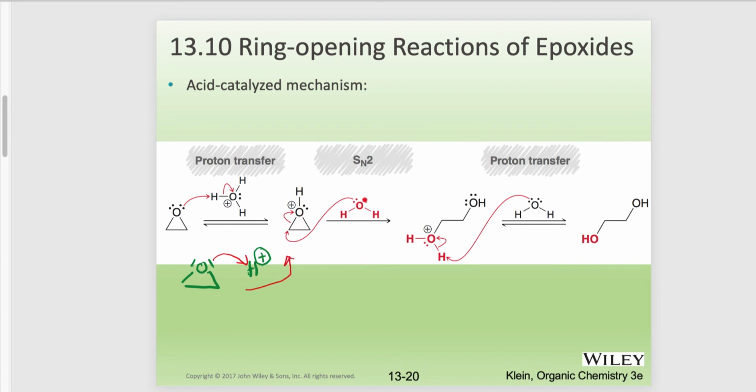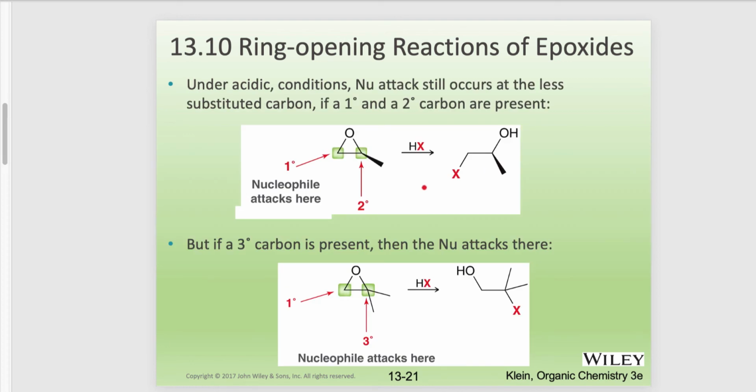We then have the nucleophilic oxygen and alcohol in water attacking one of the 2 carbons, quenching the charge at the other end. The 3-membered ring opens up, and then the last step is to take back that proton. So proton transfer, SN2, proton transfer. Now, we need to look closely at the substrate itself. Under acidic conditions, actually, the preference now changes in terms of attack.